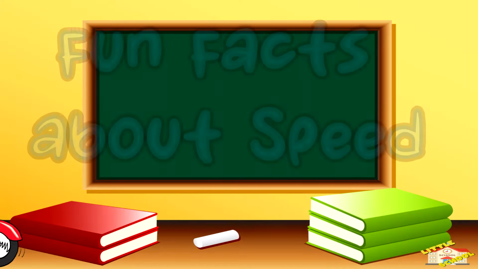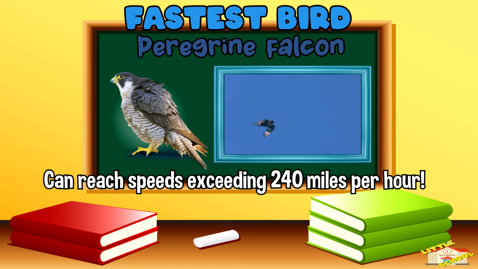Now here are fun facts about speed. The cheetah holds the title for the fastest land animal, capable of reaching speeds up to 70 to 75 miles per hour in short bursts. The peregrine falcon is the fastest bird, capable of diving at speeds exceeding 240 miles per hour.